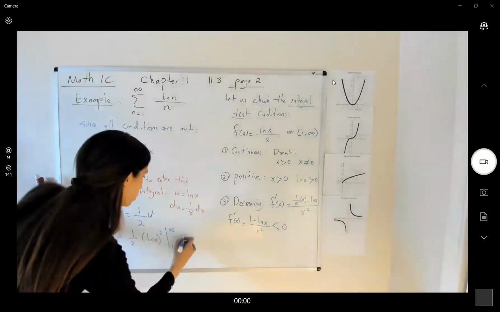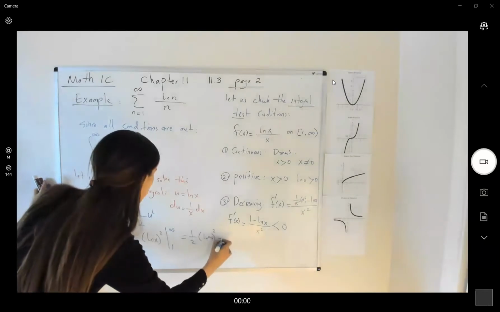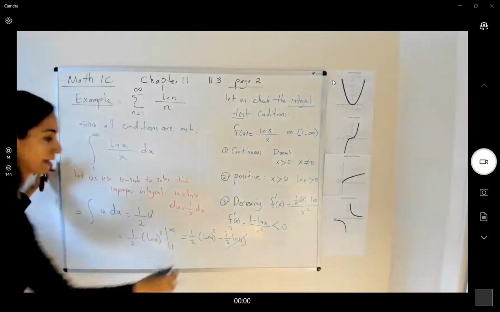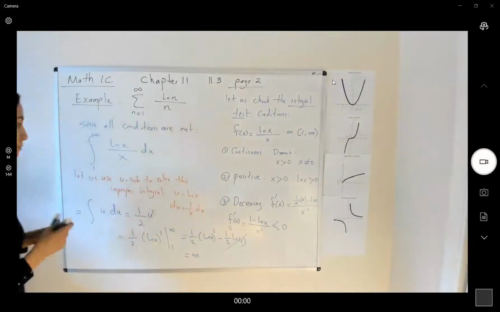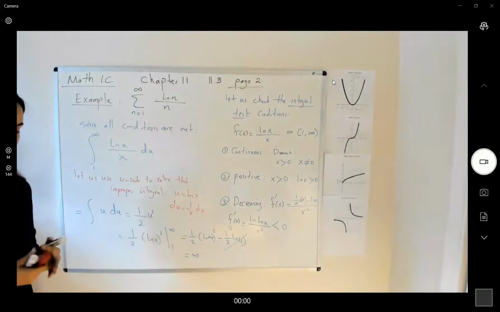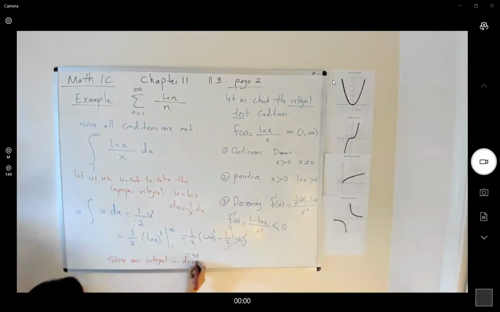There you go. You have a half ln of infinity raised to 2 minus a half ln of 1. This is 0, and ln of infinity is infinity. So we have a divergent integral. It means that our series is divergent. So your conclusion: since our integral is divergent, our series is divergent.